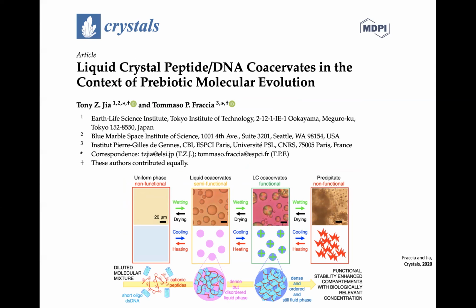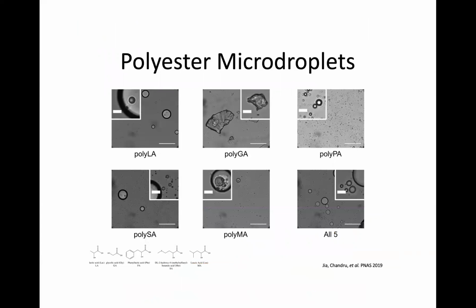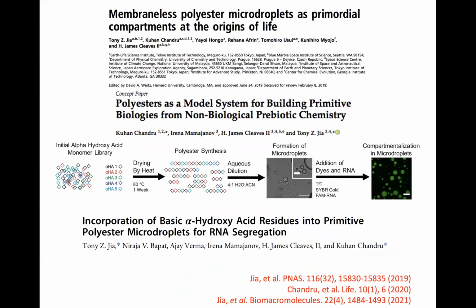And I'll say that I'm really interested also in studying other types of primitive membraneless compartments. So here, we've also done with Jim Cleaves, who's here, and with some others, some work with droplets made of polyesters, which were synthesized through dehydration synthesis of alpha hydroxy acid monomers. So if you're interested in learning more about these, you can check out some of these other studies that we've published as well.